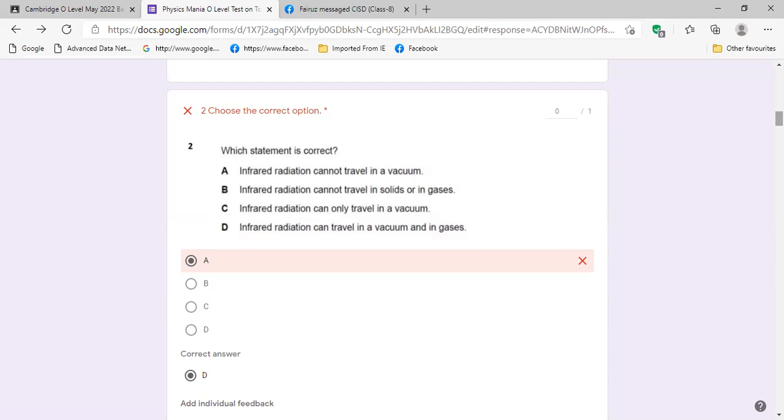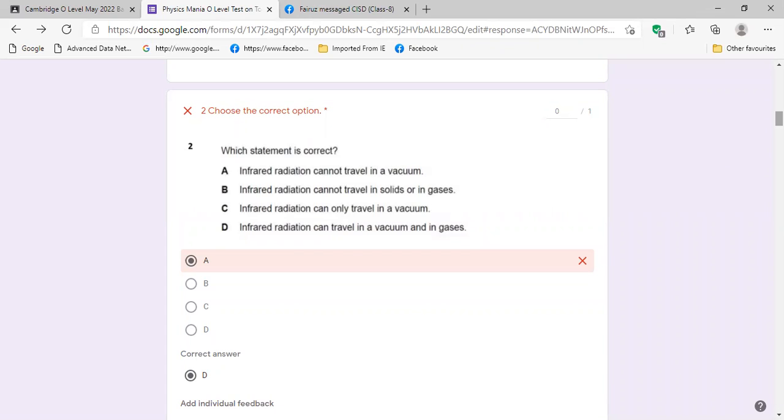We are ignoring this one. Then we are going to B. Infrared radiation cannot travel in solids or in gases. This is also incorrect. Heat energy is passing through gases, right? Heat can transfer through solids, it can transfer through gases, we know. Though the process is different, in solid it goes by vibrations, and there is conduction. In gases, it goes by convection. Process is different, but it can travel, isn't it?